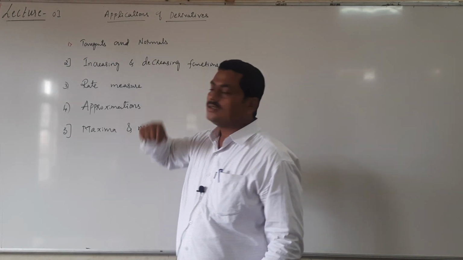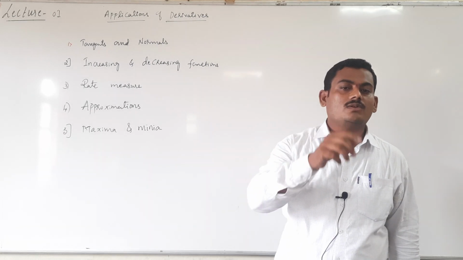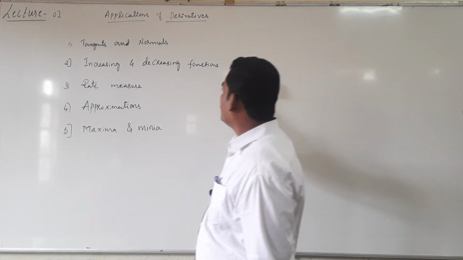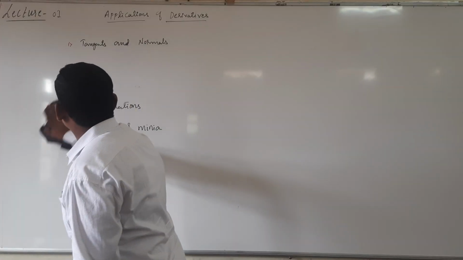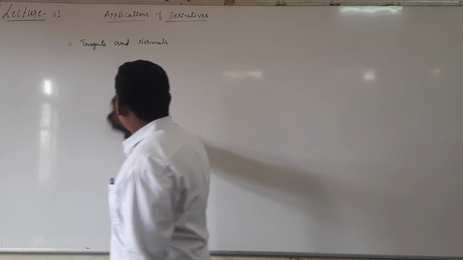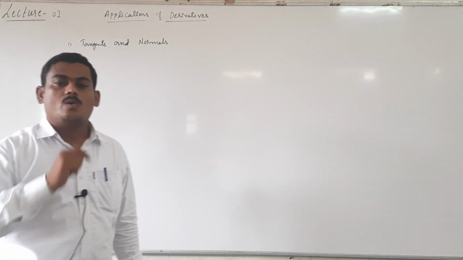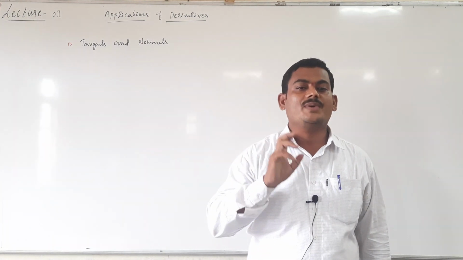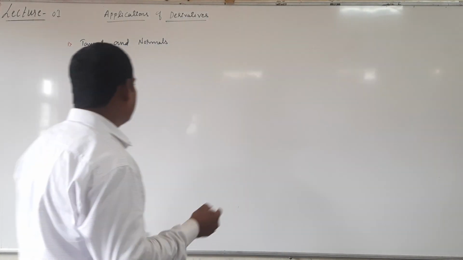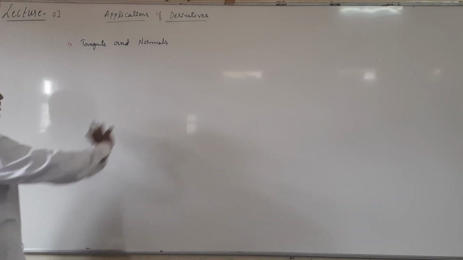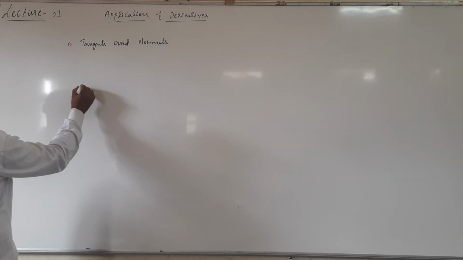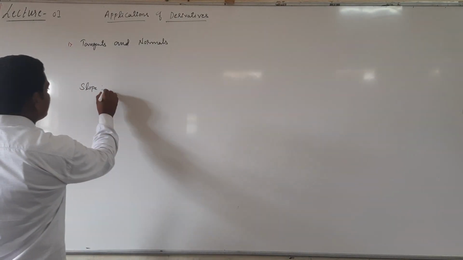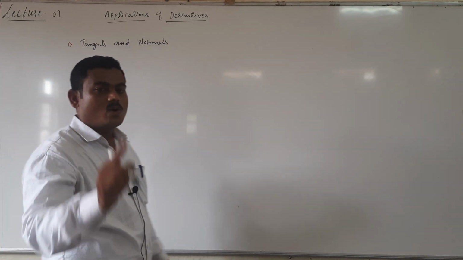Before starting tangents and normals, we need to know the straight line concept, right? Already you learnt in first PUC. What is the definition of a slope? First PUC straight lines. We will revise straight lines, right? Slope. What is the meaning of slope? And it is denoted with small m. Slope means slope of a straight line.